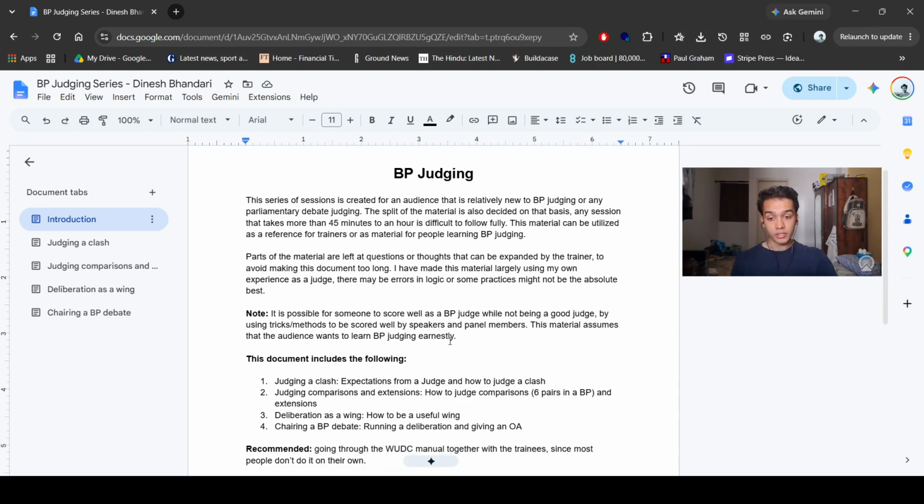One thing to note is that this session assumes that you want to be an honestly good judge, and at the same time get scored well, because it is possible for you to get scored well while not being a good judge, while not giving the best call, while not deliberating the best. There are tricks or just persuasion techniques that you can utilize to convince speakers that you're good, to convince panel members that you're good, while not actually being good or paying attention, etc. Right? That's not going to be discussed here.